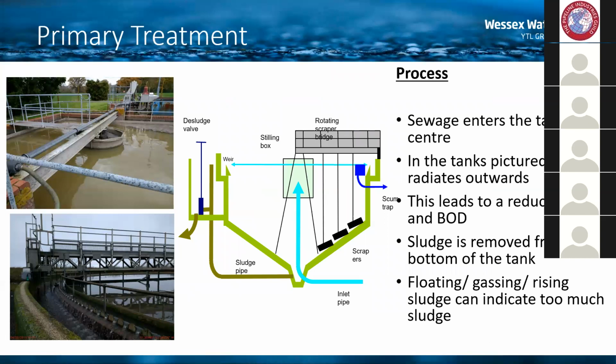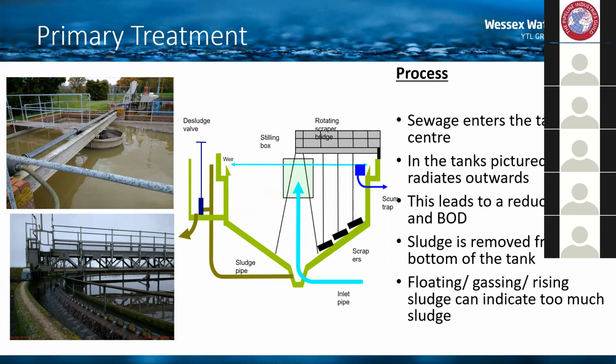Then what typically happens is that the flow radiates out from the center of the tank to the outlet weirs on the side. The solids and the sludge settle to the bottom of the tank. On radial tanks, most of them have a rotating half bridge scraper.